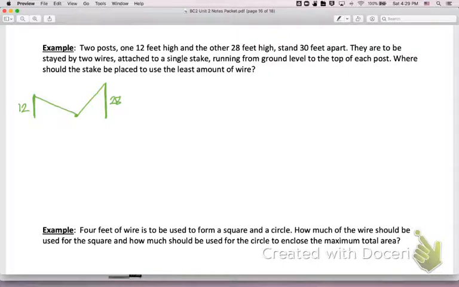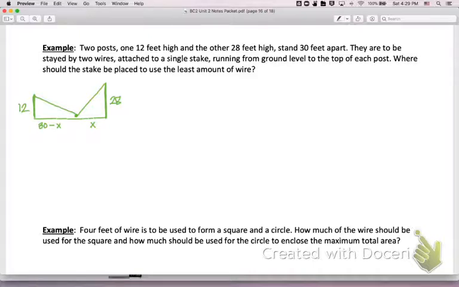All right. So if I know that one of these is maybe x feet away from the post, then does it make sense that the other one has to be 30 minus x feet away from the post? So the question is, where should the stake be placed? So we're trying to determine the value of x here, okay?